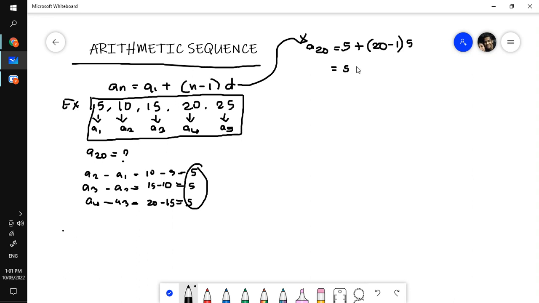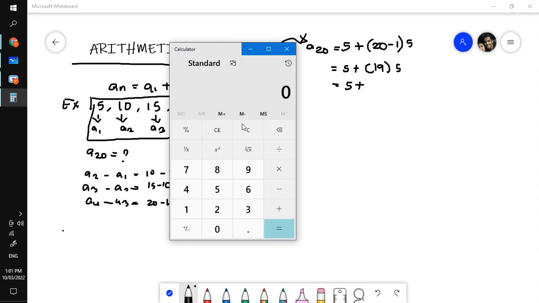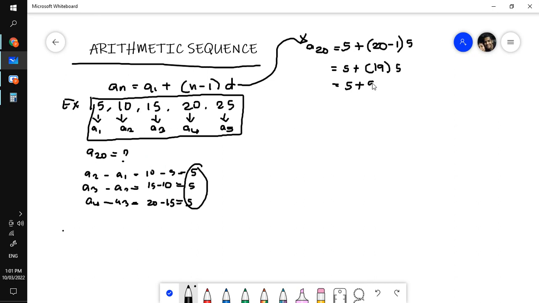This will give us 5 plus 20 minus 1, that is 19 times 5. So we have here 5 plus 19 times 5. Let's use a calculator. We have 19 times 5, that's equal to 95. 95 plus 5, that is 100. This means that the 20th term of our sequence is equal to 100. Same when you want to solve that manually without using the formula, we will still come up with the same answer. Let's try to have it.